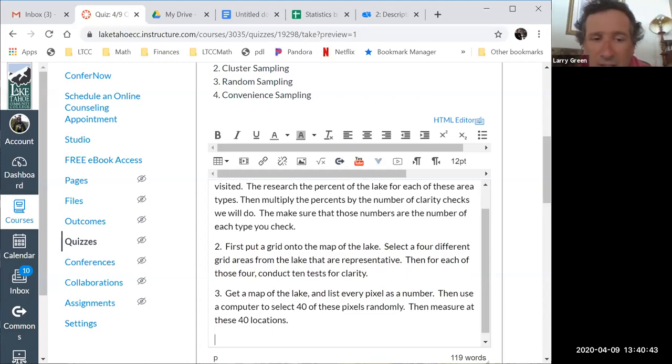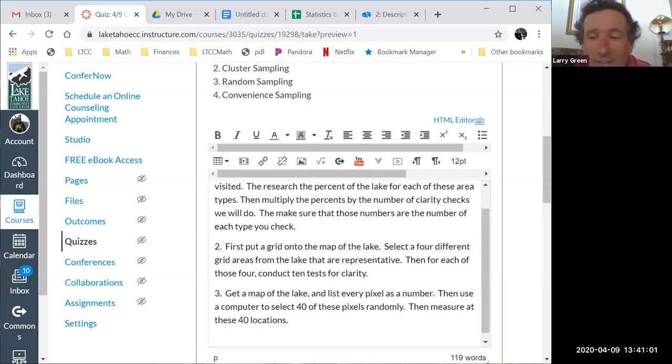Any questions at all on random? Okay, this is one case where you can probably do a random sample because you could list the pixels. You have to do some computer programming probably to do that, but you can imagine doing it at least, and that's good enough.